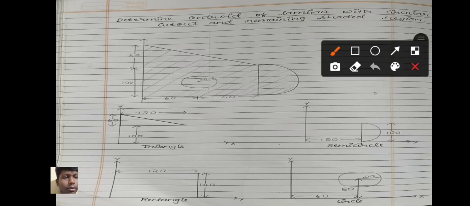The radius of the circle will be 20, and the distance of the centroid of the circle from the x-axis is 50, and the distance of the centroid from the y-axis will be 60. Let's see the calculation.